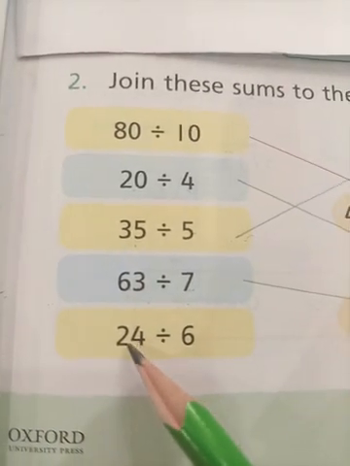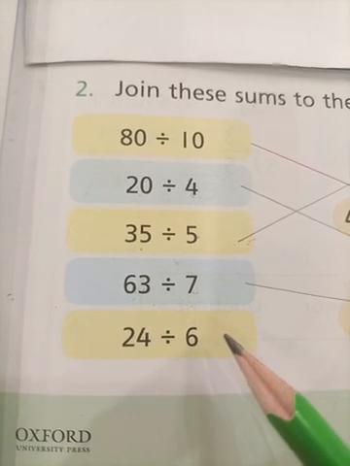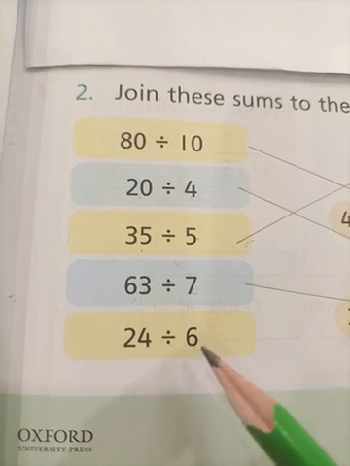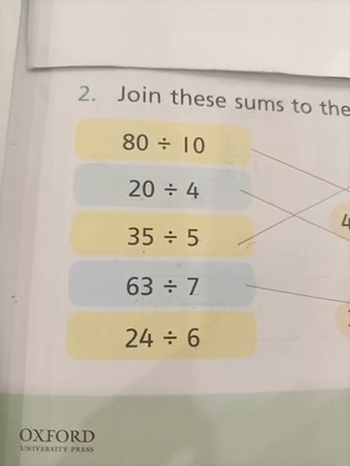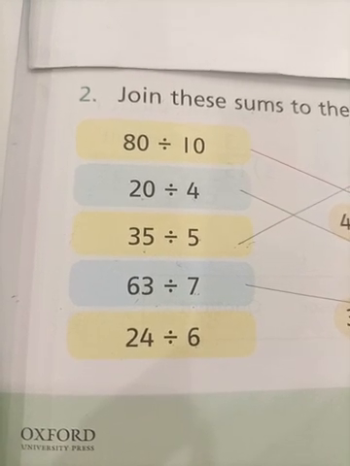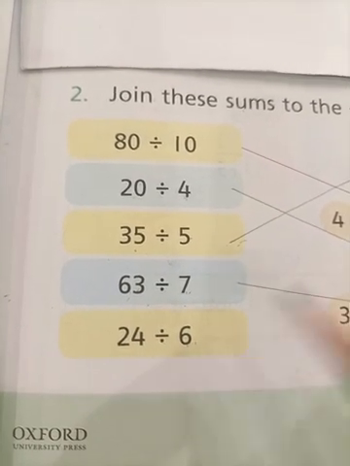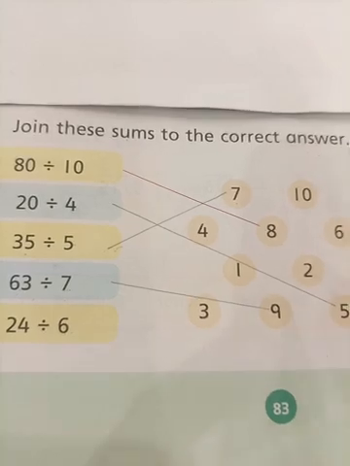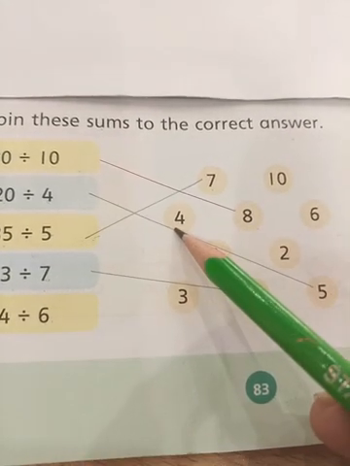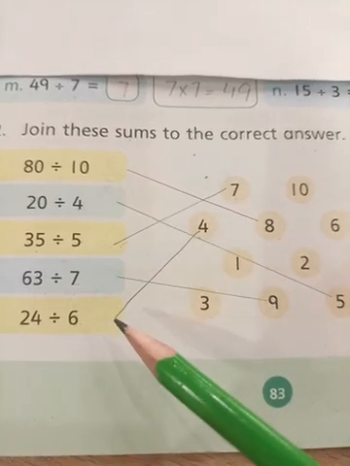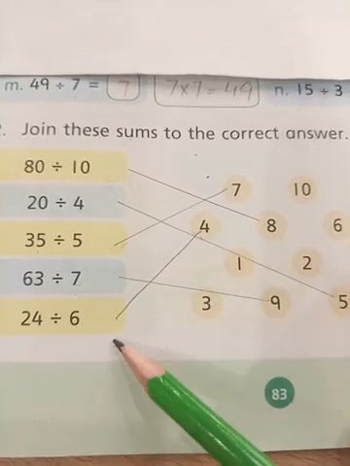Now look at this, students. 24 divided by 6. In the table of 6, 6 ones are 6, 6 twos are 12, 6 threes are 18 and 6 fours are 24. Answer is 4. Can you find the 4 here? Yes, here is the number 4. Look at this, students. We have joined our answer with our sum.